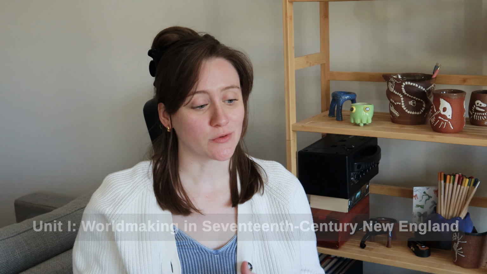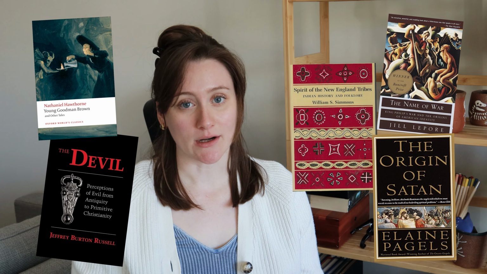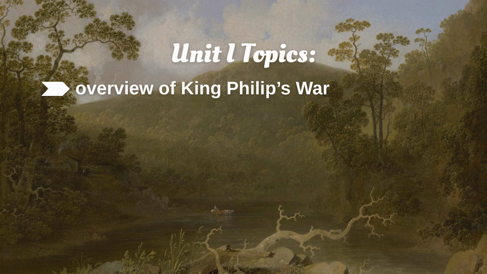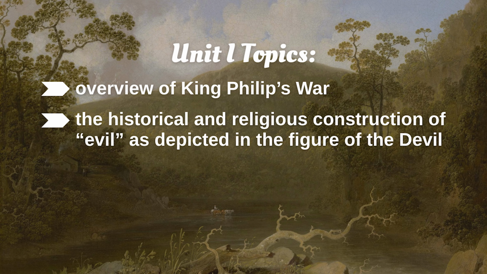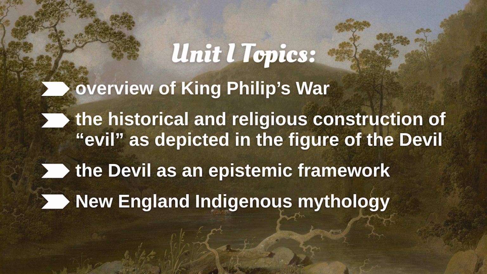For Unit 1, which was Worldmaking in 17th Century New England, I read 4 books and 1 short story. My topics for this unit were an overview of King Philip's War, the historical and religious construction of evil as depicted in the Christian figure of the devil, how the devil works as an epistemic framework for believers, and New England Indigenous mythology. I think that the greatest takeaway of this unit definitely fell under that first learning objective, which was just a general, better, deeper understanding of what King Philip's War was.